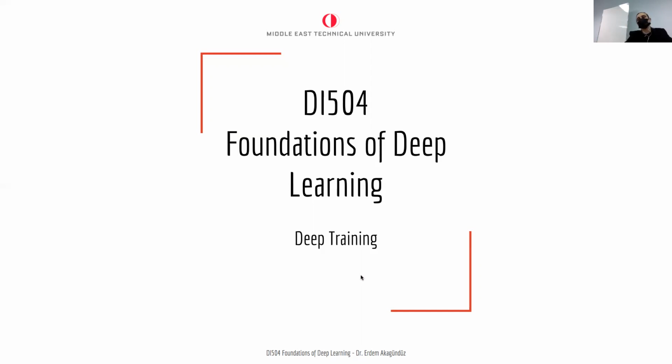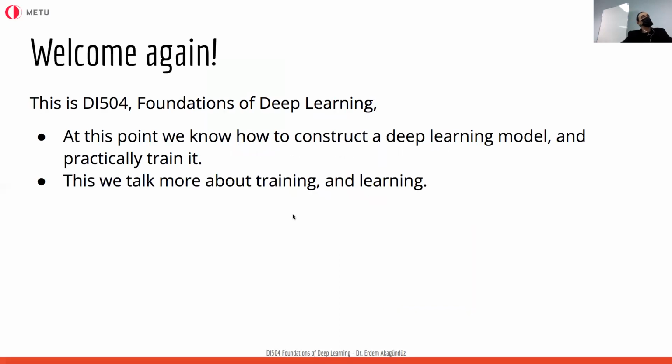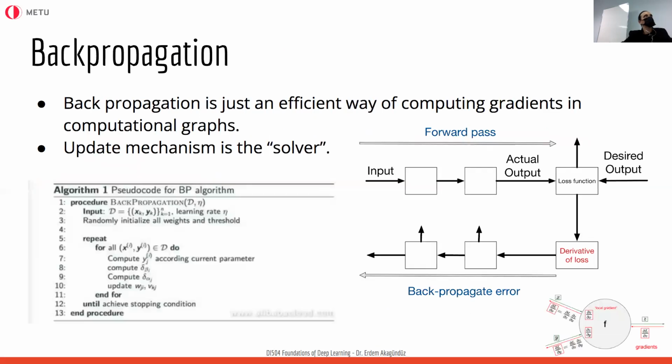Okay, so that was the administrative stuff. Let me begin. This is important, okay? Deep training. At this point, we know how to construct a deep learning model and what it mathematically represents, and we kind of know how to practically train it, but we don't know the details of the training. Today, we are going to learn what this training and learning is all about. We are going to be putting this on top of what you've been doing in your labs.